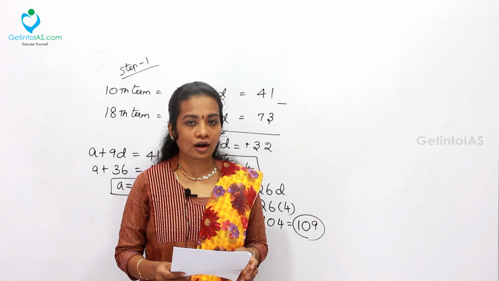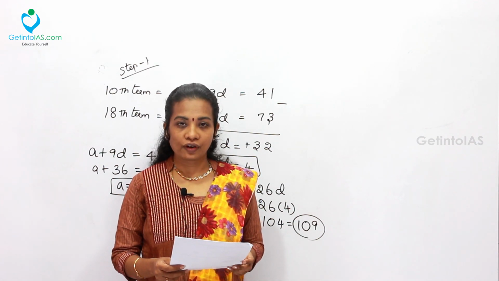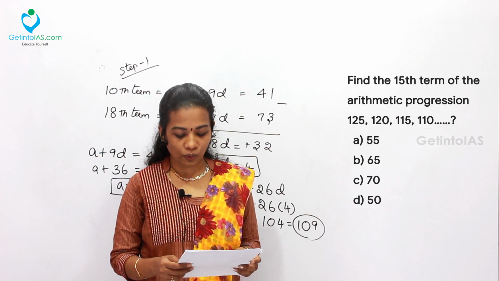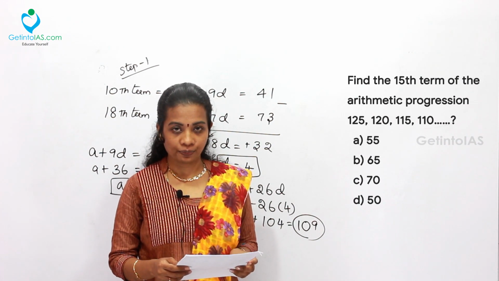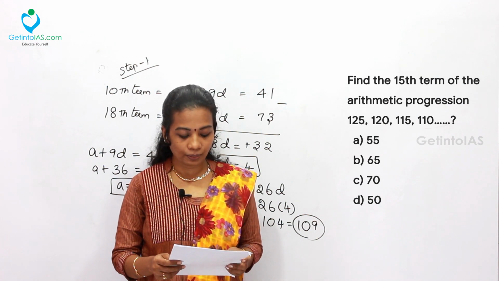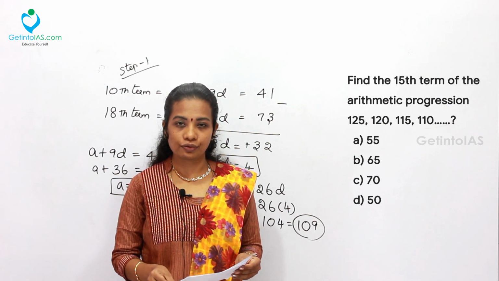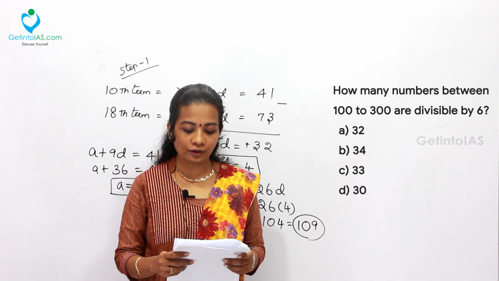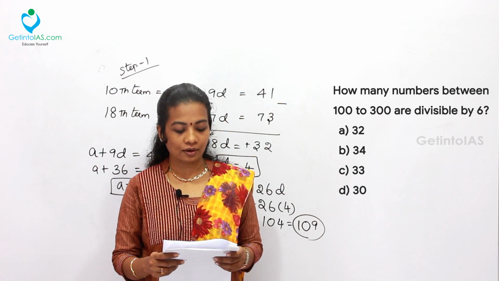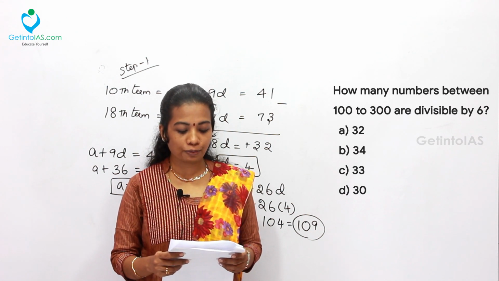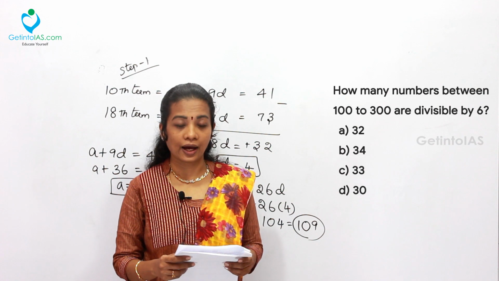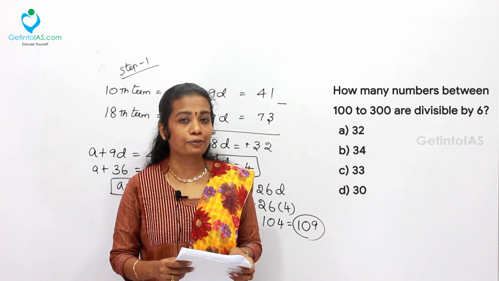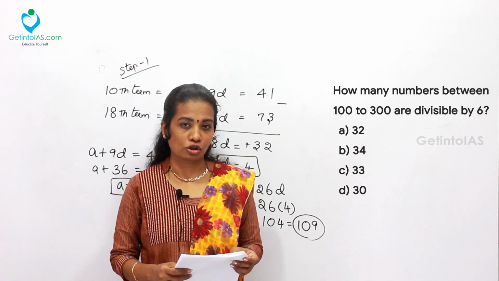Now, it's your turn to answer the question. The first question: find the 15th term of the arithmetic progression 125, 120, 115, 110. Your options are A 55, B 65, C 70 and D 50. The next question is, how many numbers between 100 and 300 are divisible by 6? Your options are A 32, option B 34, option C 33 and option D 30. Be careful while answering these kinds of questions because the options are quite close to each other.